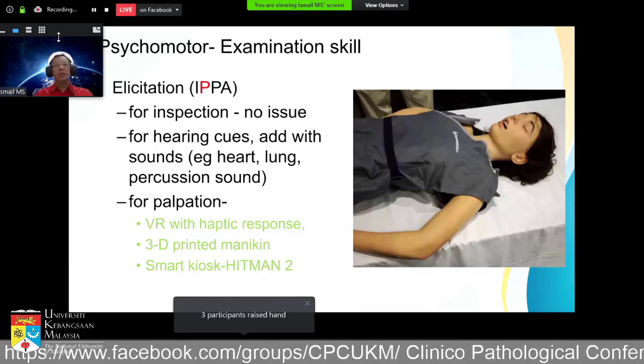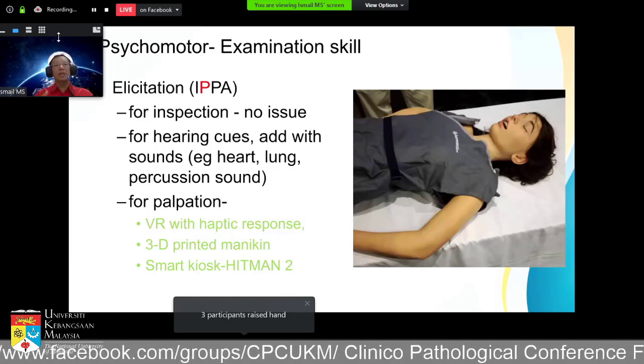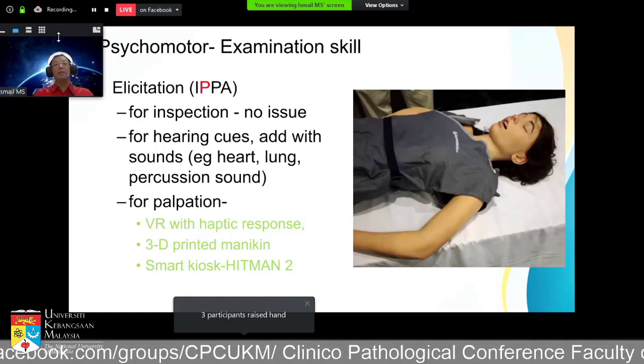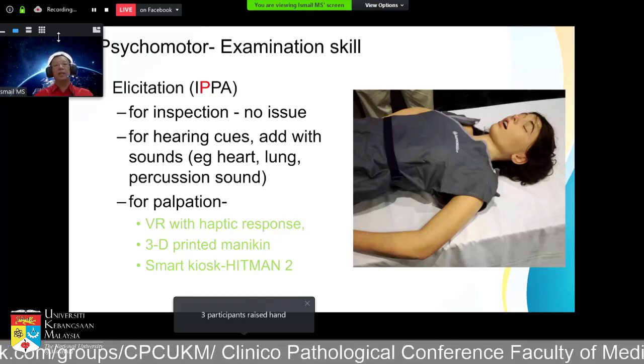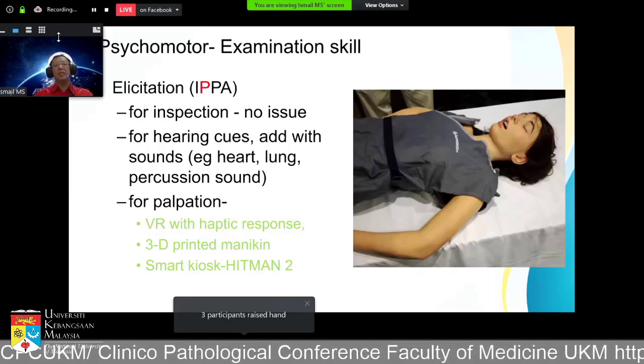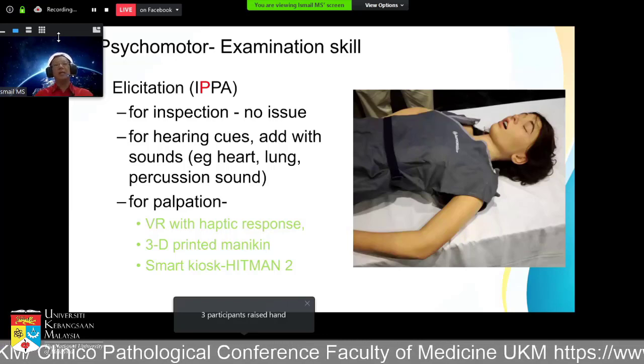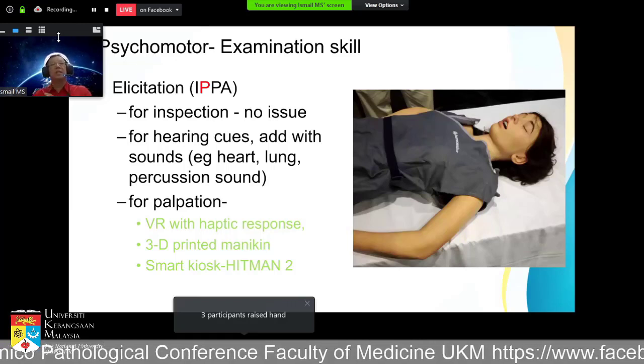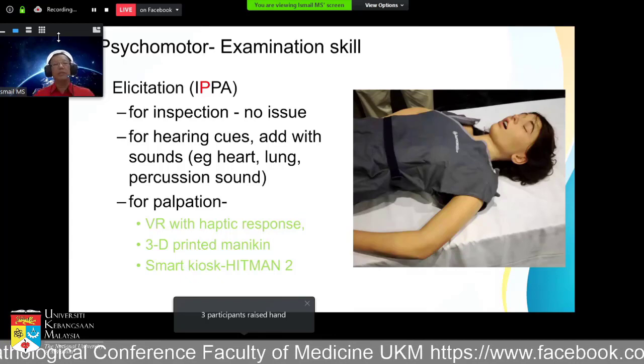You can show a video, you can show a photo, and students can learn. For hearing, for auscultation and percussion, we can give them hearing cues, which add the sounds. We can get the heart sound, the lung sound, the percussion sounds, which are easily downloadable from YouTube, from the internet.